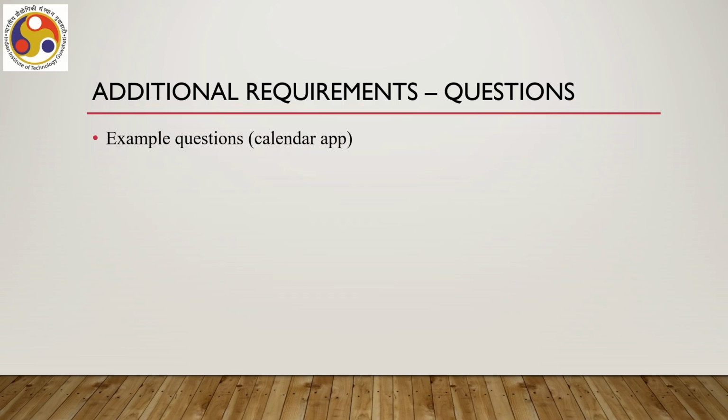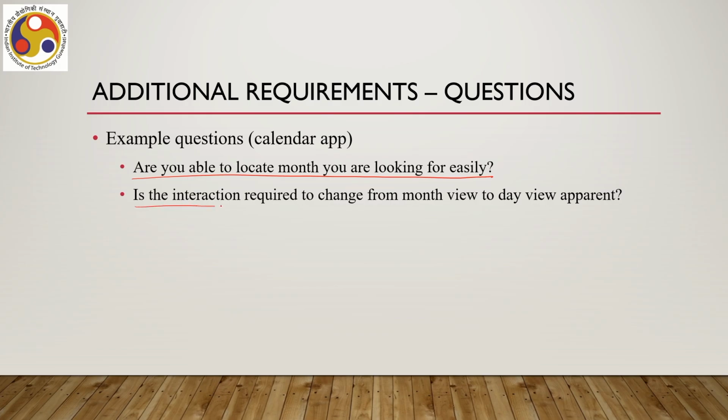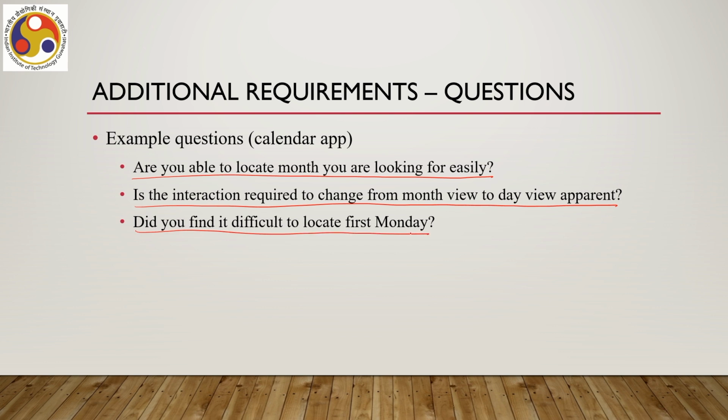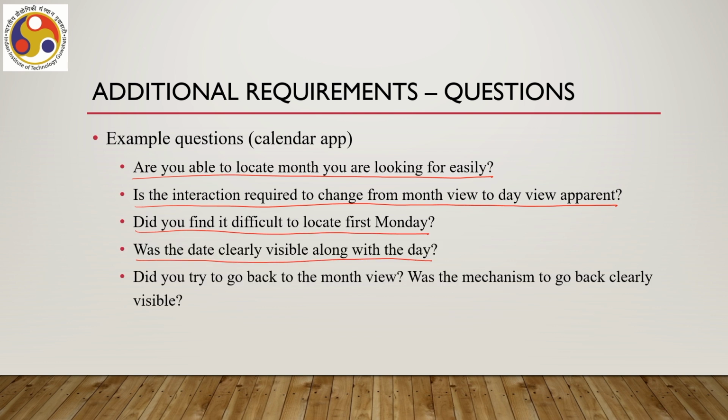Some of those example questions with respect to our specific example application can be: are you able to locate the month you are looking for easily? Is the interaction required to change from month view to day view apparent? Did you find it difficult to locate first Monday? Was the date clearly visible along with the day? Did you try to go back to the month view? Was the mechanism to go back clearly visible?